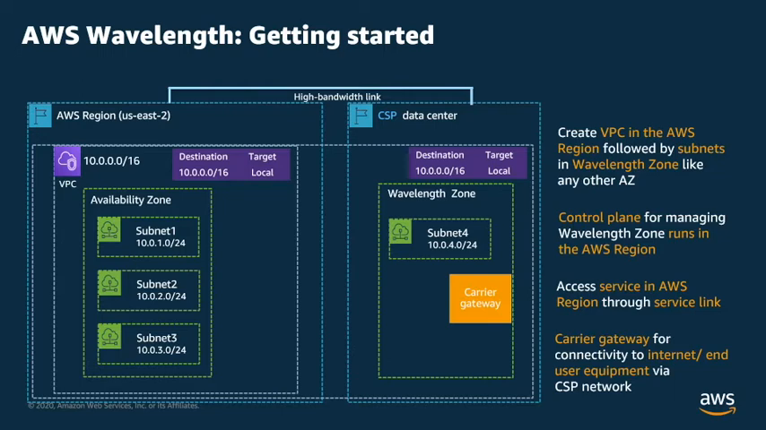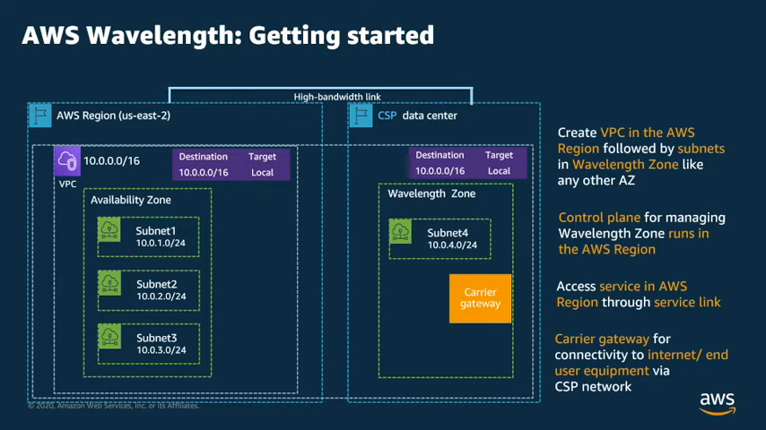Now, if you want to deploy resources in a Wavelength zone that is parented to that region, what you need to do is just create a subnet in that Wavelength zone, just as you would do for any other availability zone. It's as simple as that.